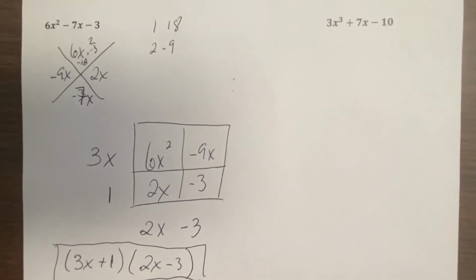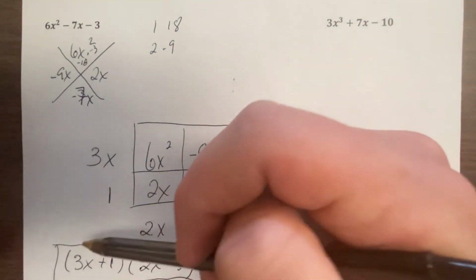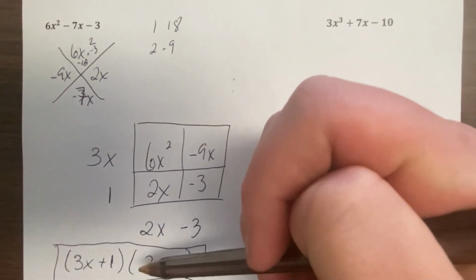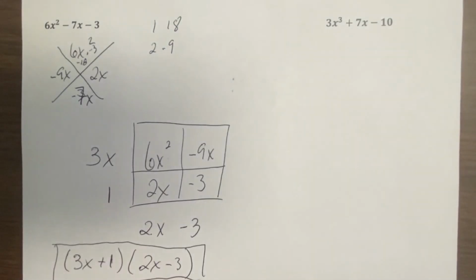And again, we can double check our answer. We know how to multiply these binomials. If I distribute and simplify, multiplying these binomials, you should end up right where you started.